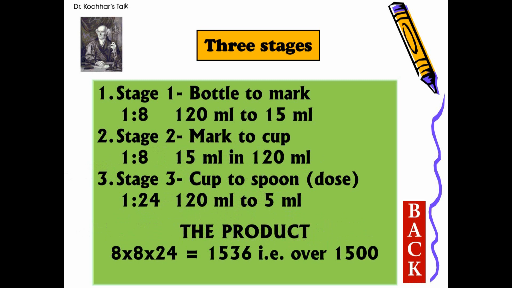We have reduced it to over 1500 times. Now it will not matter much if it is 1400 or slightly different, because of practical difficulty of the size of the bottle, size of the spoon, understanding of the instruction. So these are the 3 stages which we have seen in a calculated manner.